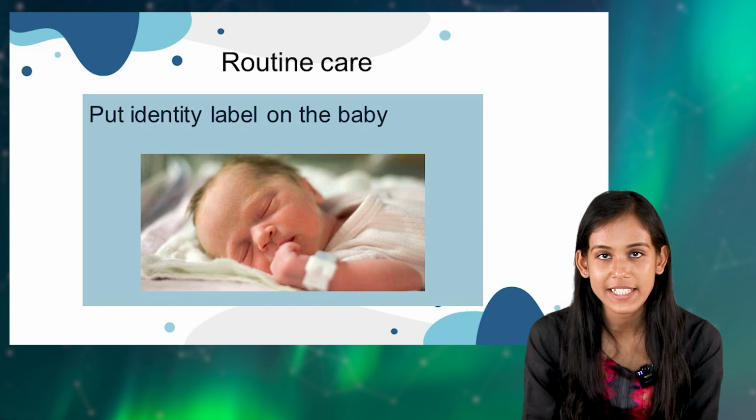And then there will be cord clamping. After 1 to 3 minutes, we are going to clamp the cord. And then we have to put the identity label on the baby. These are some general routine care that we do for every childbirth. And we saw that in nursing care of the normal newborn, we had certain components. Those components were in general what we are going to do. But here again, we have certain components.